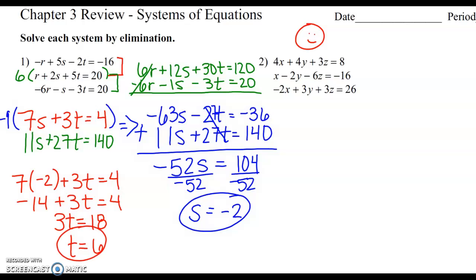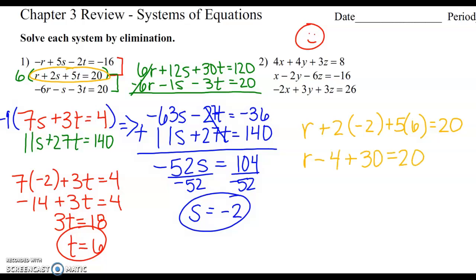Now that I've got t, I can go back to one of the originals. Let's see here. I'm going to go with the middle one. So I have r plus 2 times s is negative 2, plus 5 times t is 6 equals 20. So I've got r minus 4 plus 30 equals 20. So I've really got r plus 26 equals 20. So r equals negative 6.